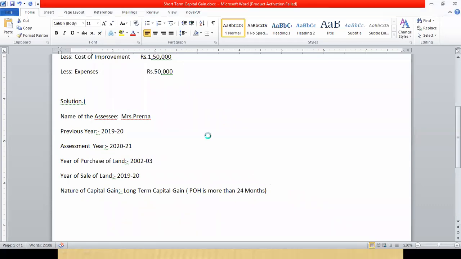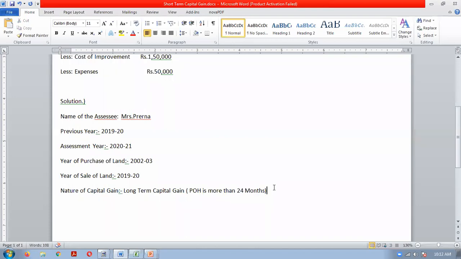Okay. So today we are stopping here. We will understand how to calculate indexed cost and long-term capital gain in the next class.